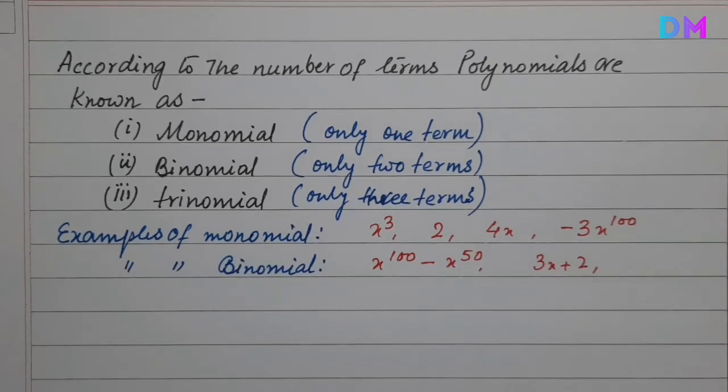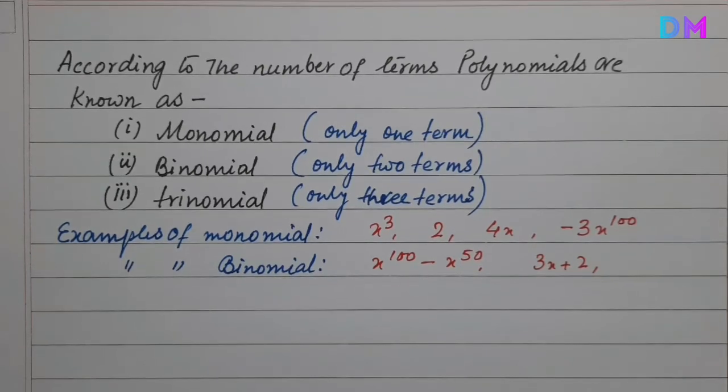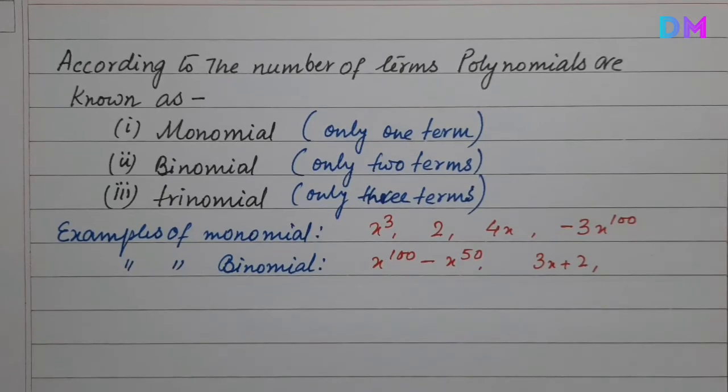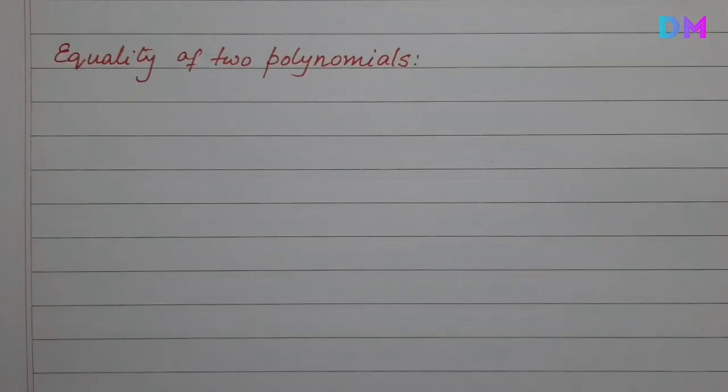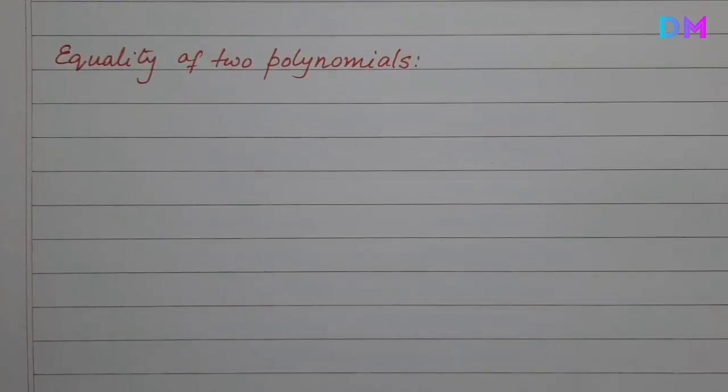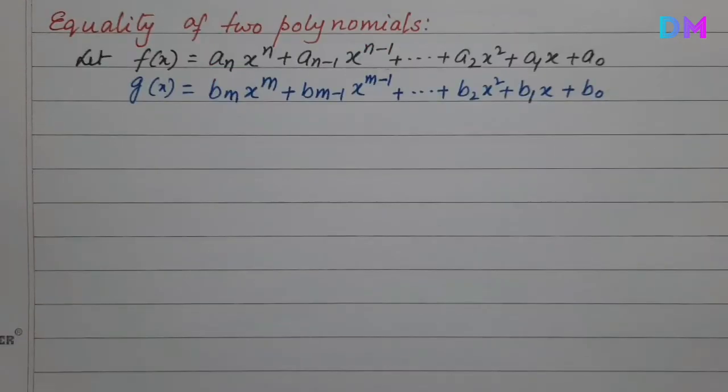Similarly, the examples of binomials can be x to the power 100 minus x to the power 50, 3x plus 2, like this. Similarly, we can understand that for a trinomial there will be three terms. Now we will talk about equality of two polynomials.